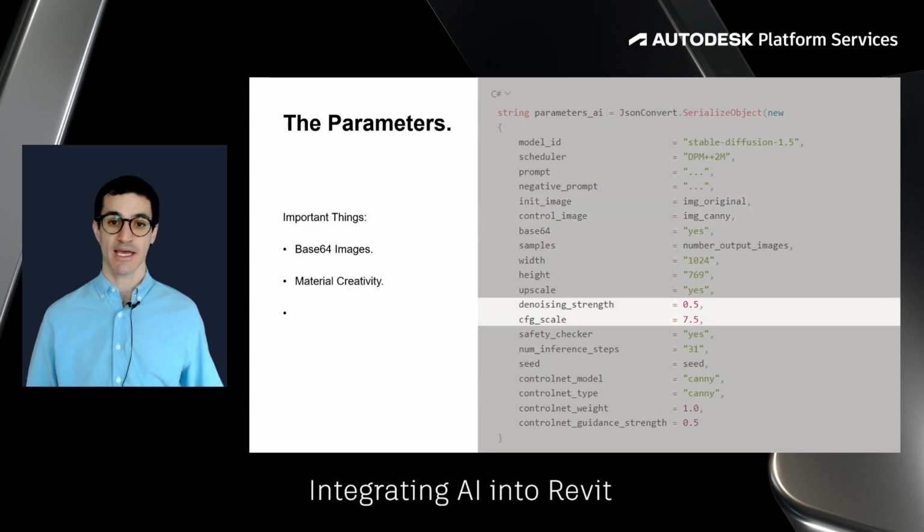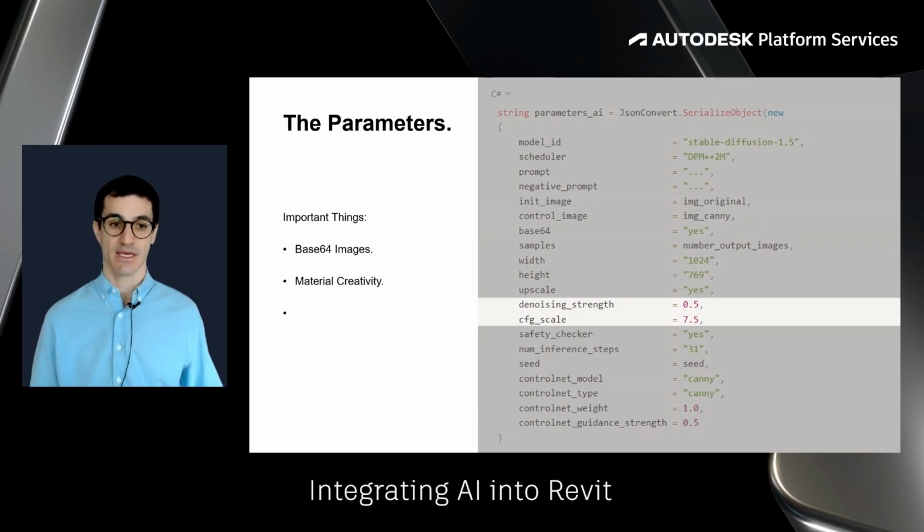The second concept is related to two parameters: the denoising strength and the classifier free guidance scale. Those two parameters define how close the final image is going to be to the initial image in regard to the prompt. I label them as material creativity. Basically, the higher those two parameters are, the more contrasted and the more vivid the final image is going to be.